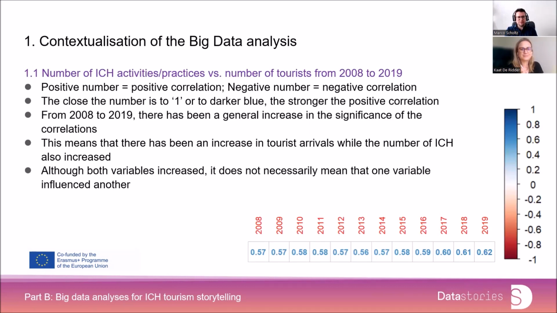Thank you, Kaat. So we quickly look at the results of the analyses that were done in part A. And the analyses that were done included only correlation analysis because we wanted to see to what extent the data from the 2 data sets actually correlate with one another. So the first thing that we looked at was the number of intangible cultural heritage activities or practices versus the number of tourists between 2008 and 2019.